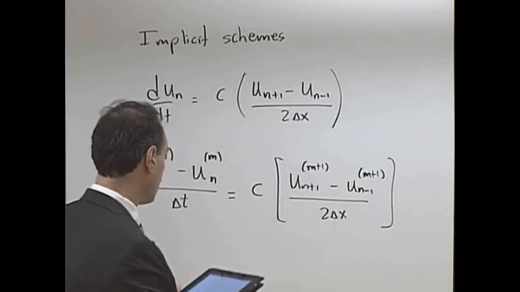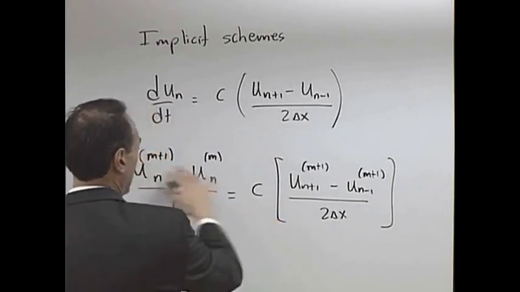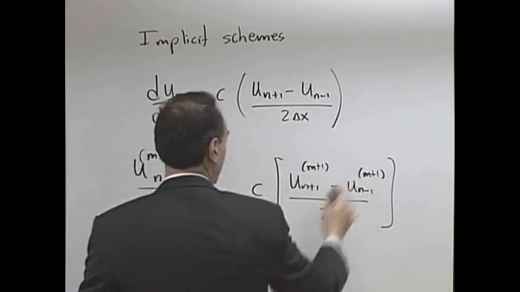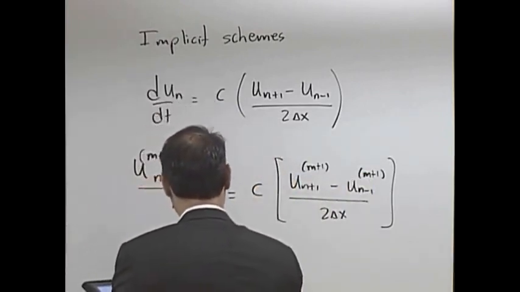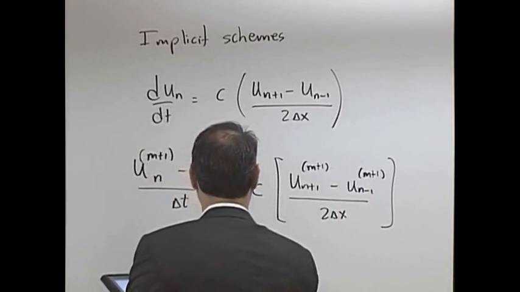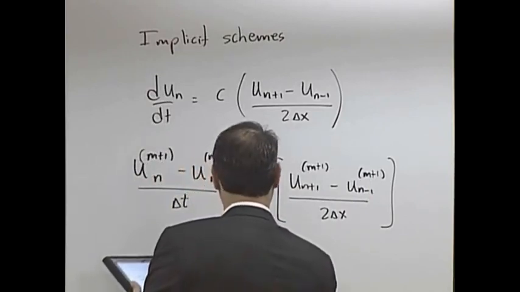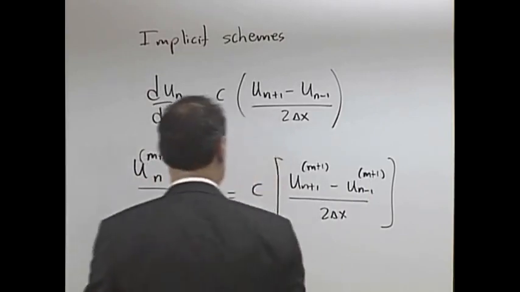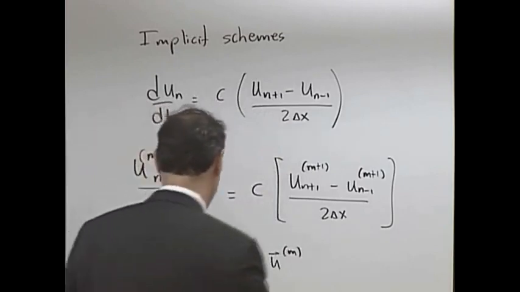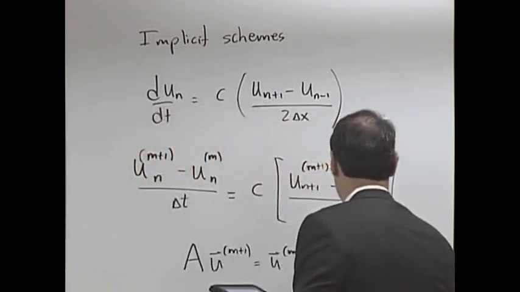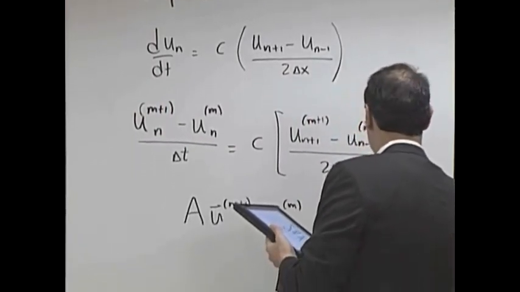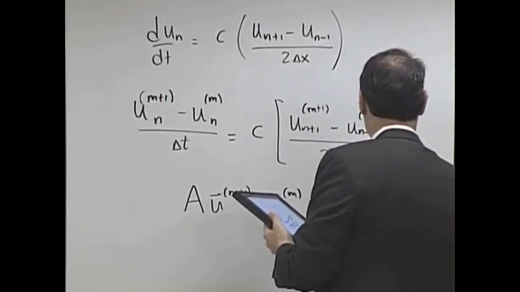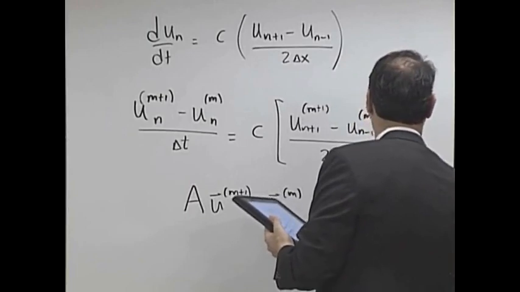you can actually rewrite things by collecting your future points together. And what you end up with is the following: A, vector u at m plus 1, is equal to, where the matrix A looks like the following: 1/2, 2's on the diagonal, negative lambda on this, and lambda here.